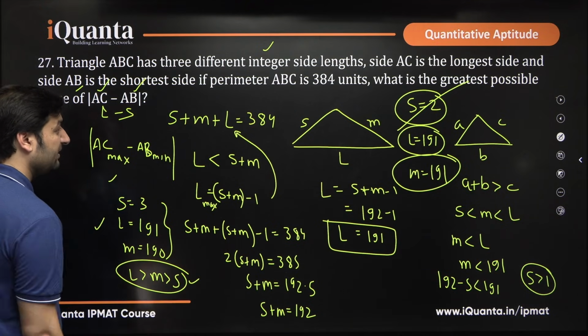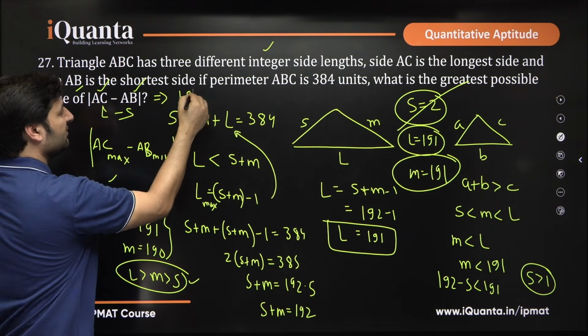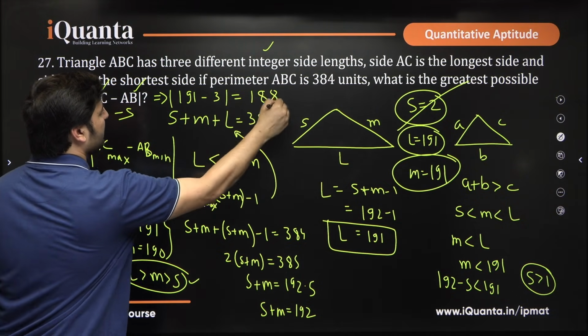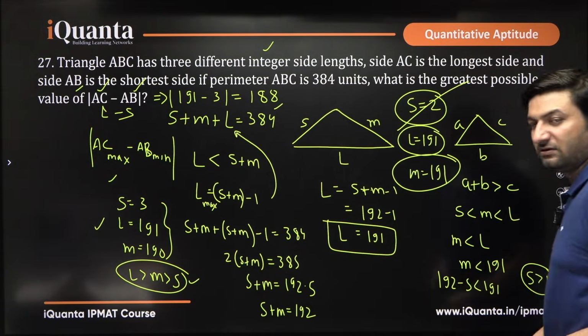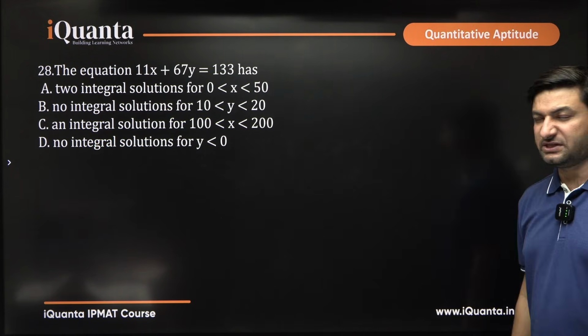Everything is being satisfied. We have got the largest value of L, which is AC, that means 191. The smallest value of AB, that is 3. If you find out the answer, it will be 188. I hope this is clear. This is a difficult question, okay, not an easy one. But I hope you know how to use the triangle inequality in such questions, isn't it?